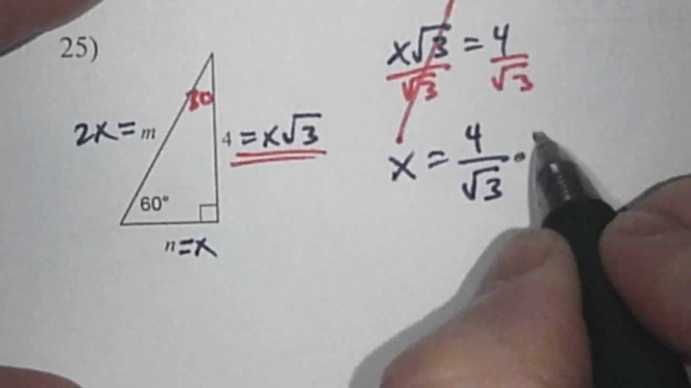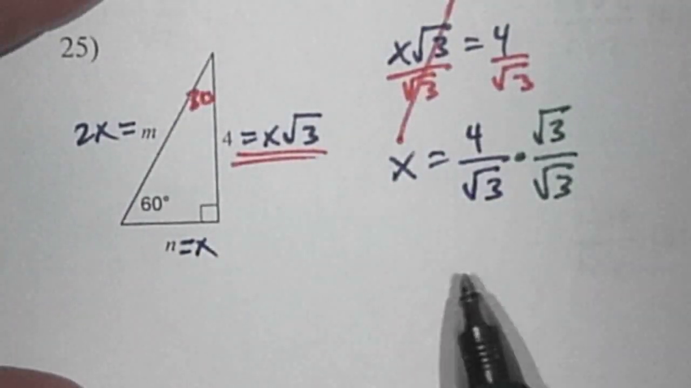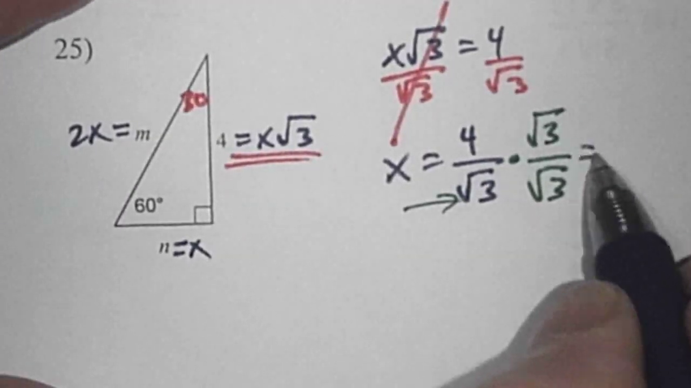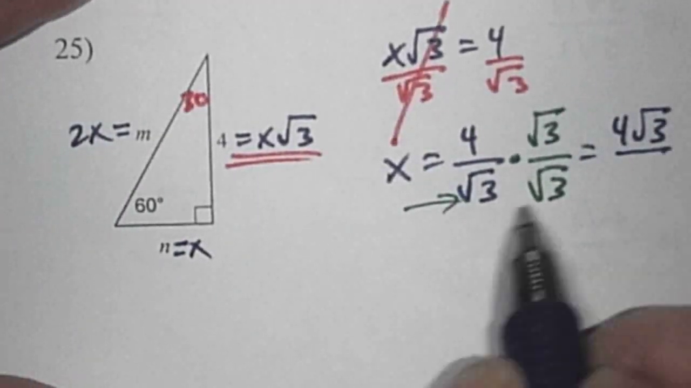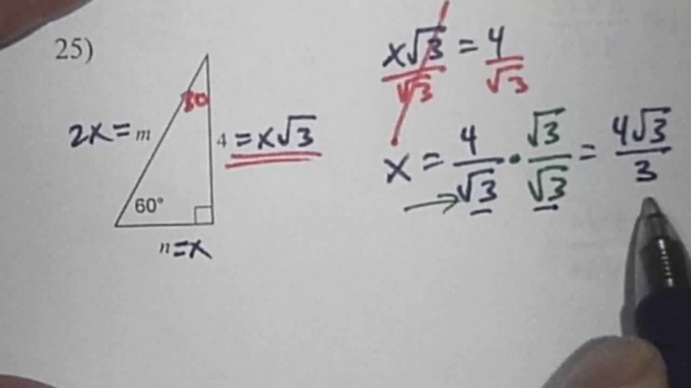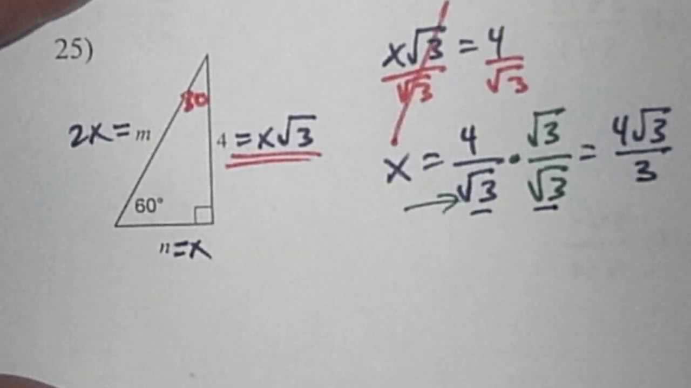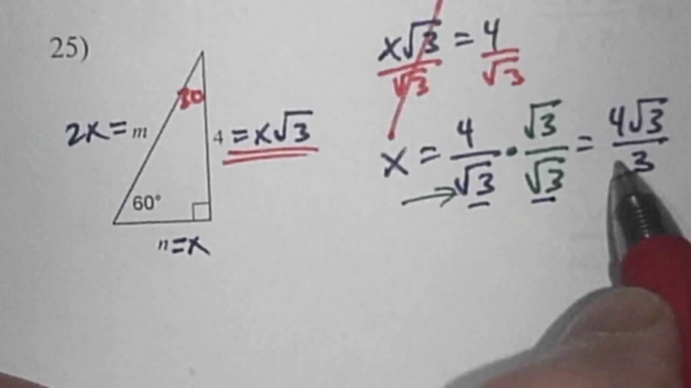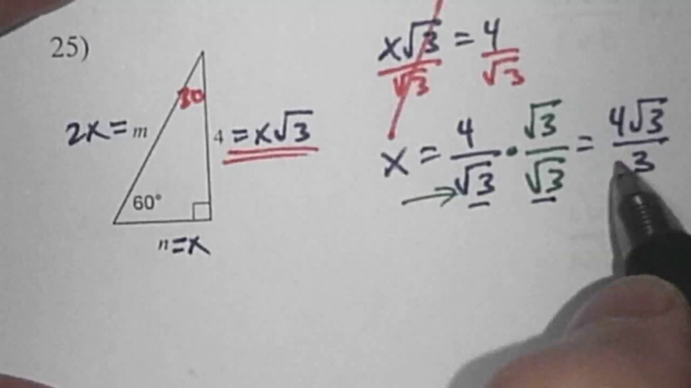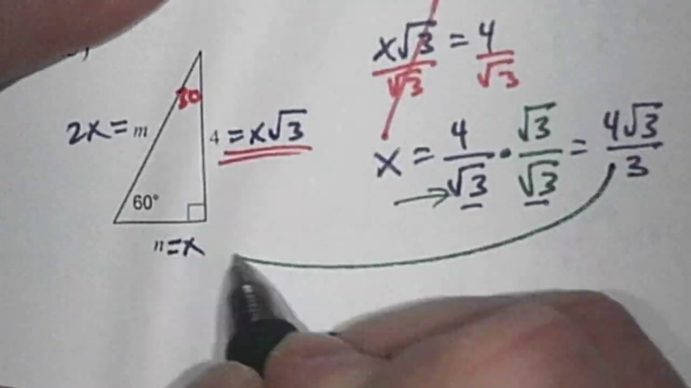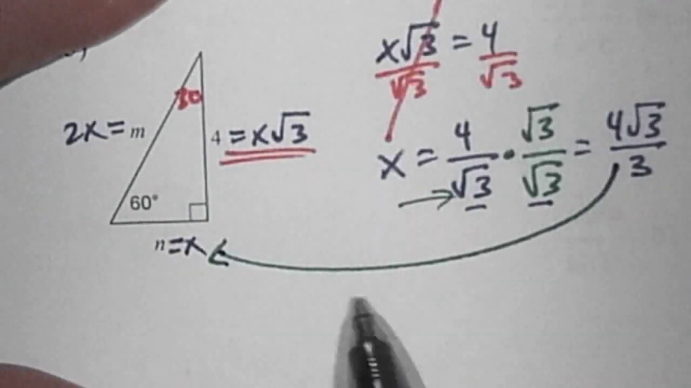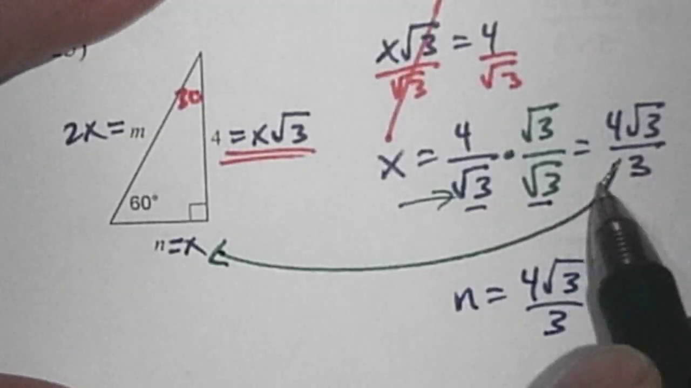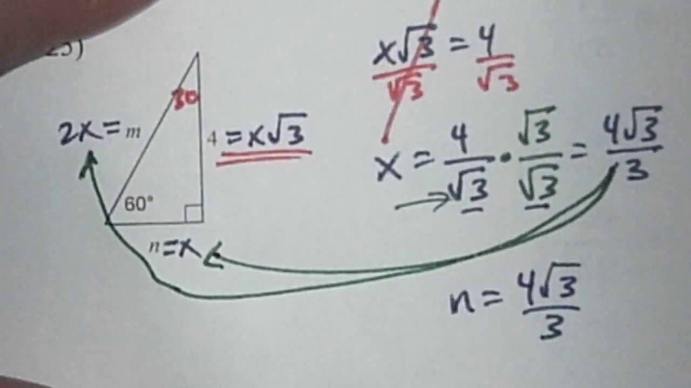You're not allowed to have that. So we have to multiply by square root 3 over square root 3, because remember, no square root in the denominator. This will give me 4 square root 3, and these are times itself, so over 3. Does the 3 go into the 4? No. This here is x. Plug it in here. n equals 4 square root 3 over 3. Plug it in up here.